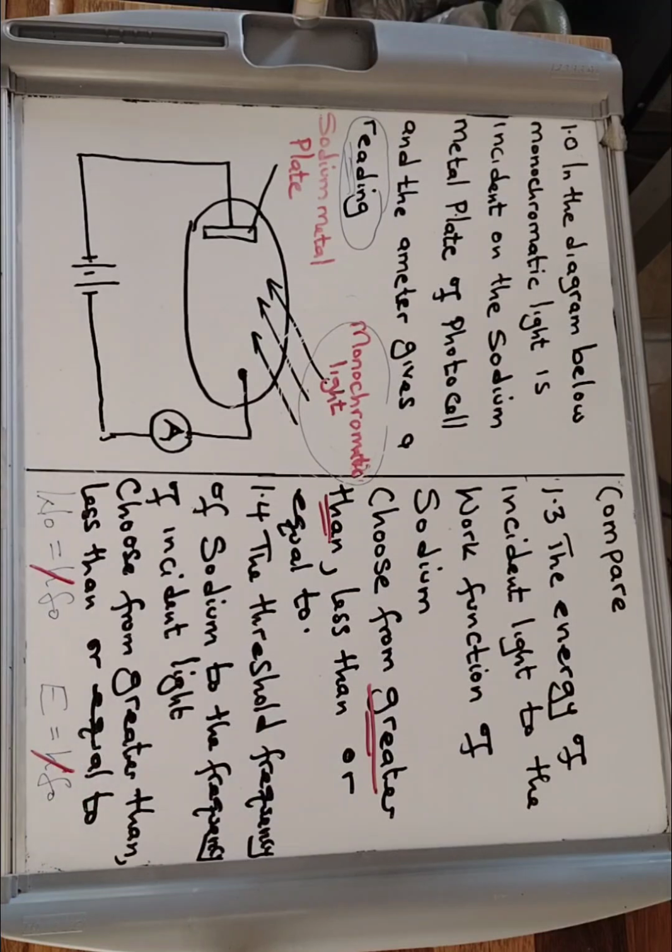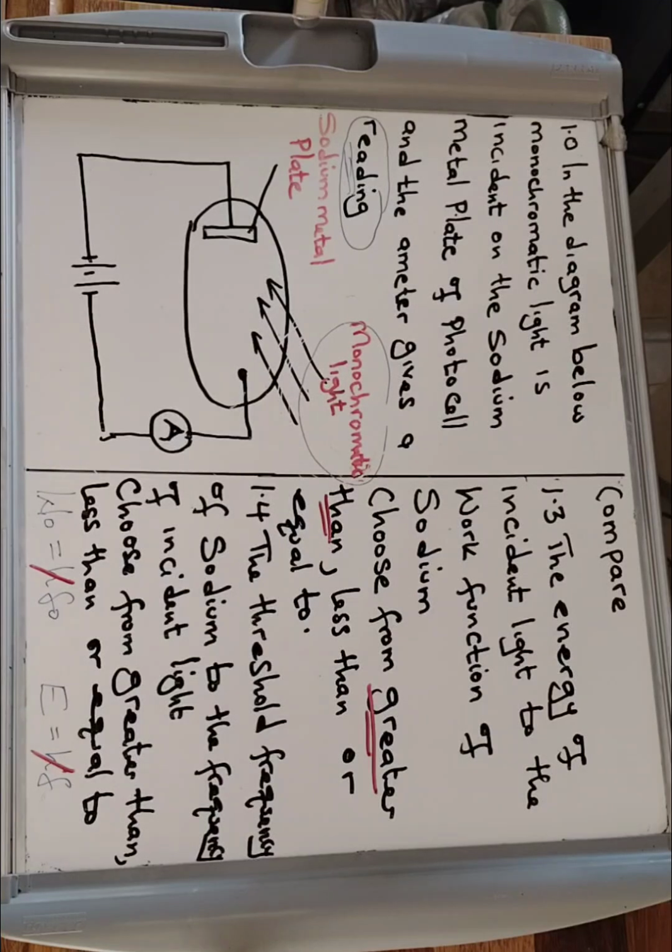You understand me? So, in other words, work function represents F naught. This is the frequency of incident light. Work function represents F naught, and the energy of incident light represents F.